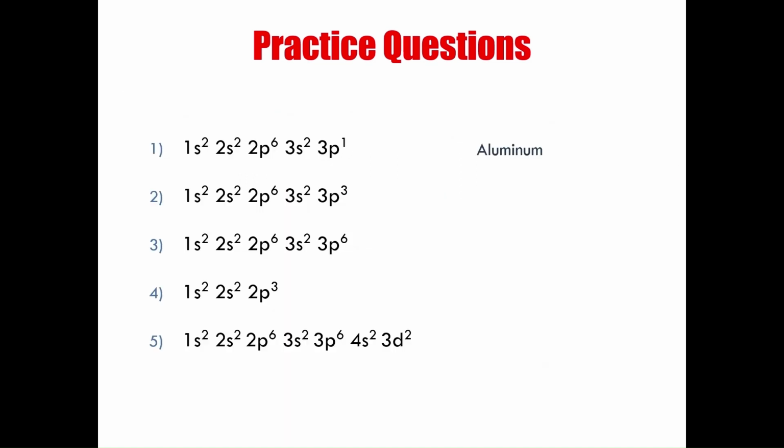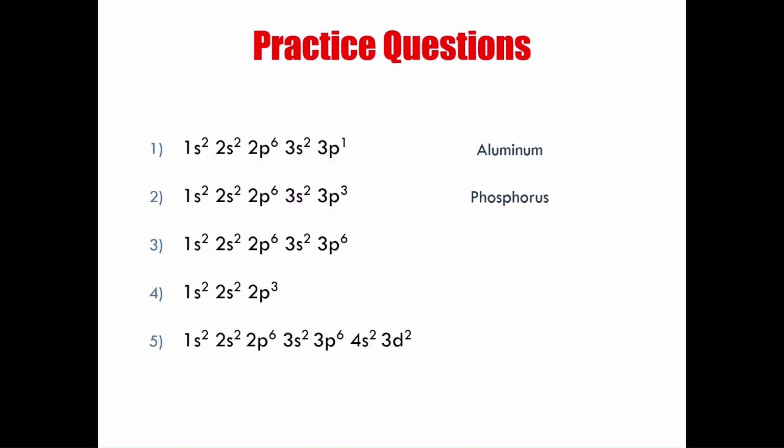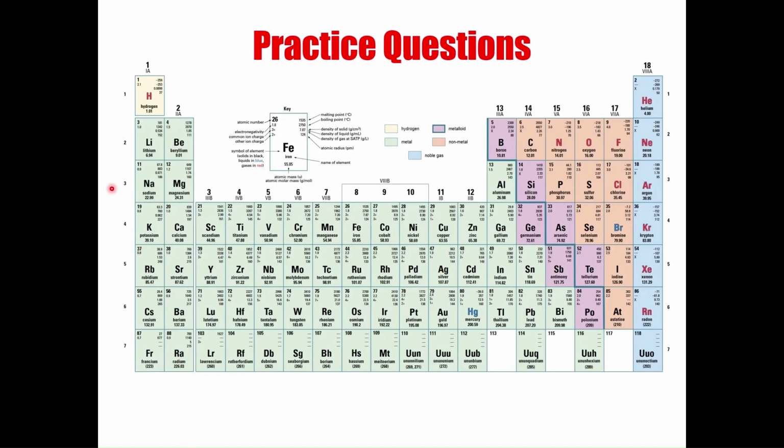The next, we're looking for 3p3, so the third element in the 3p orbitals. So third energy level, p block, 1, 2, 3, that element is phosphorus. Now we're looking for 3p6. So same thing, third energy level, 1, 2, 3, 4, 5, 6. That element is argon.